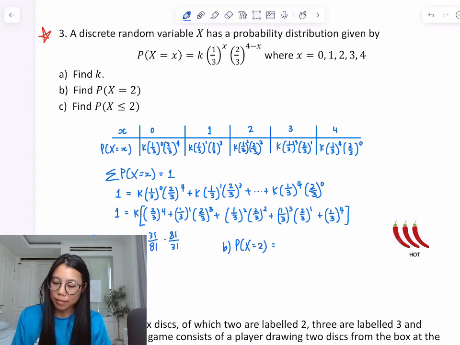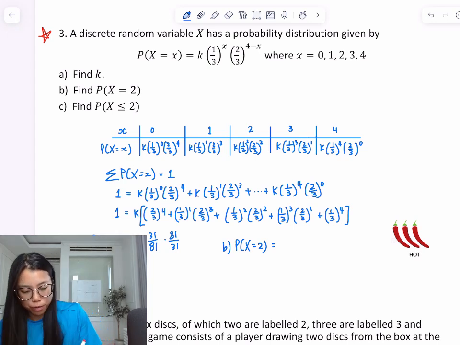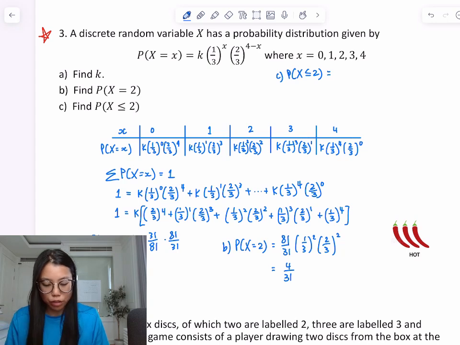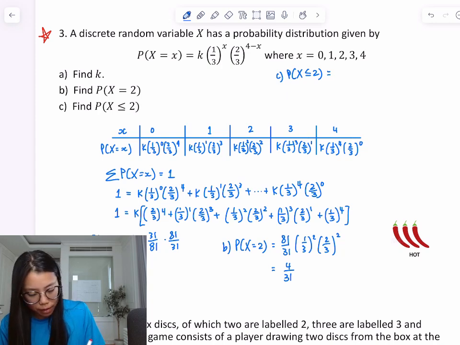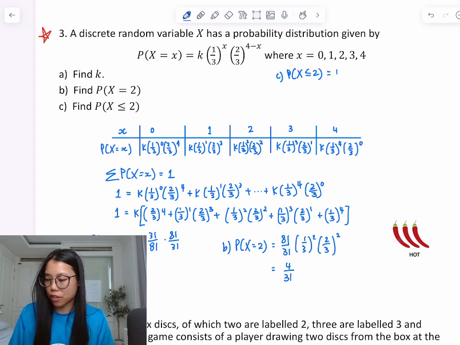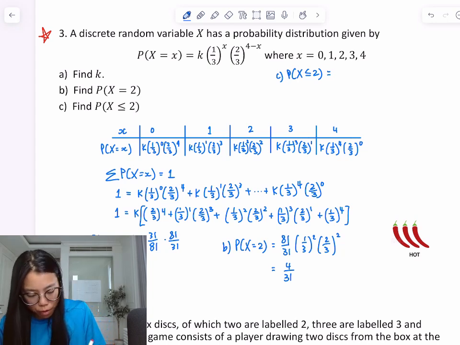Part B, find P of x is equal to 2. So when we plug 2 into our probability distribution function, we're going to get 81 over 31 times 1/3 to the power of 2 times 2/3 to the power of 4 minus 2, which is 2. Okay, and this turns out to be 4 over 31.